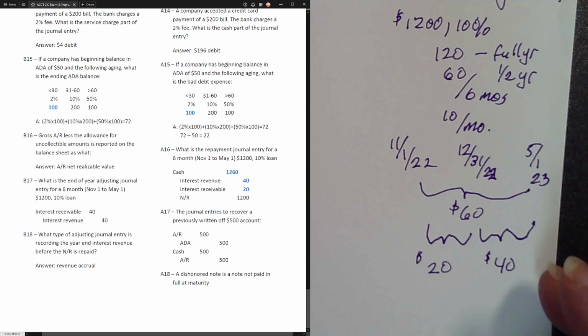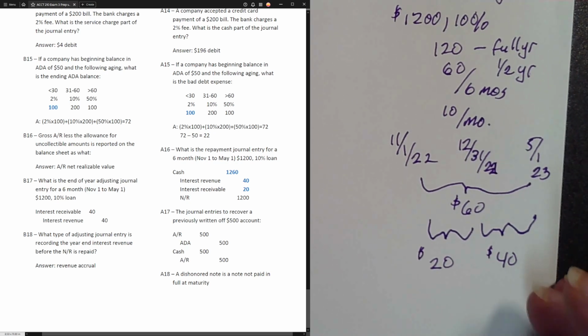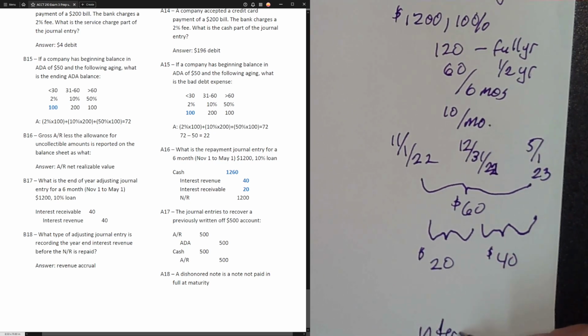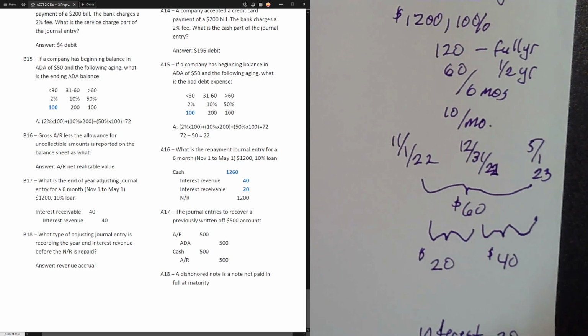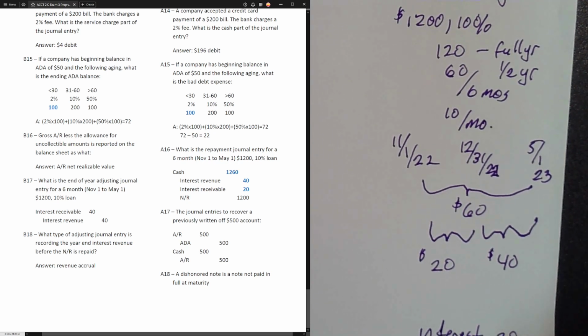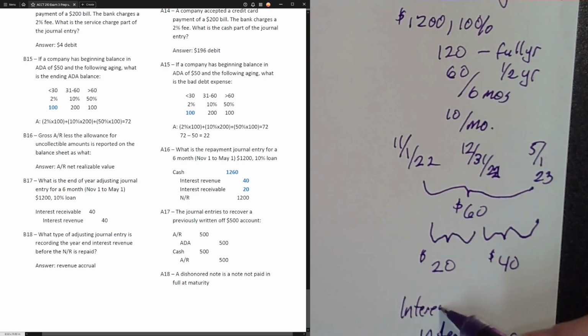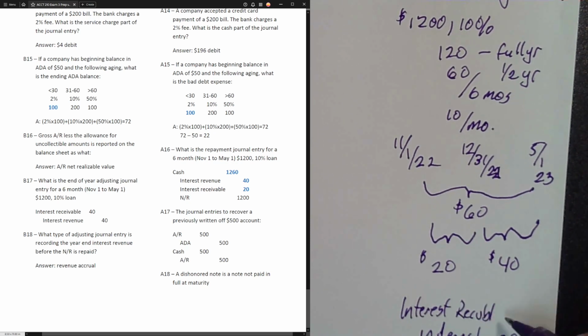So B17, it says, what is the end of year adjusting journal? Well, we're recording $20 of interest revenue, so that's a credit of interest revenue of... I forgot to change that one. So I've got to change that one again, don't I? So it should be interest revenue of 20 and interest receivable. And I think most of you haven't even looked at these yet, so it's not going to be a big deal for me to change it.